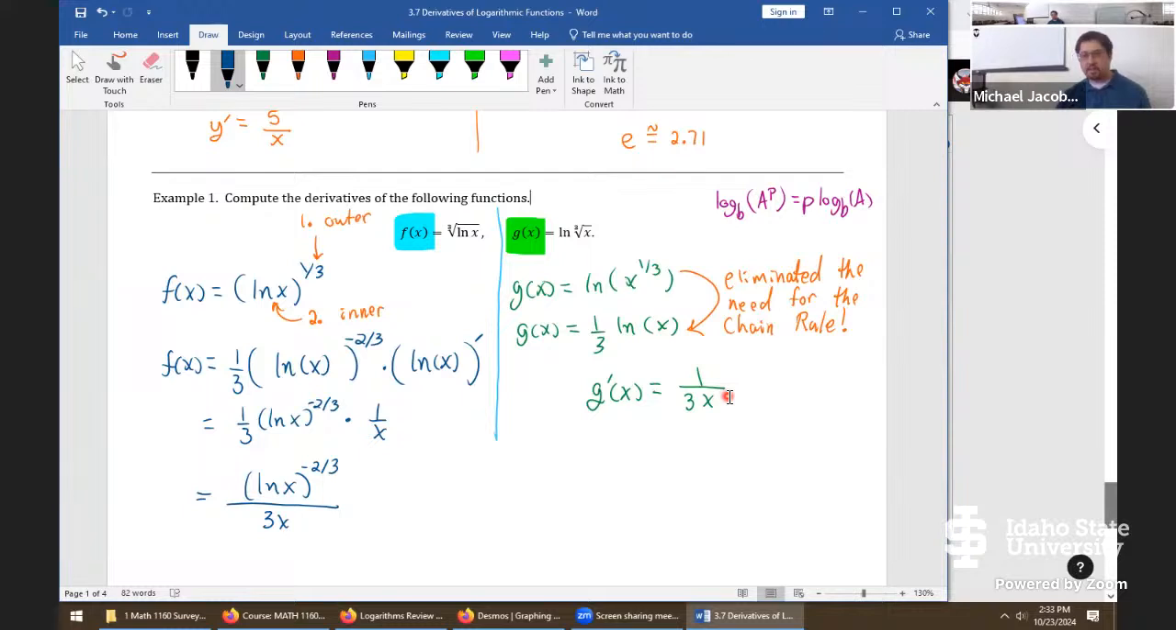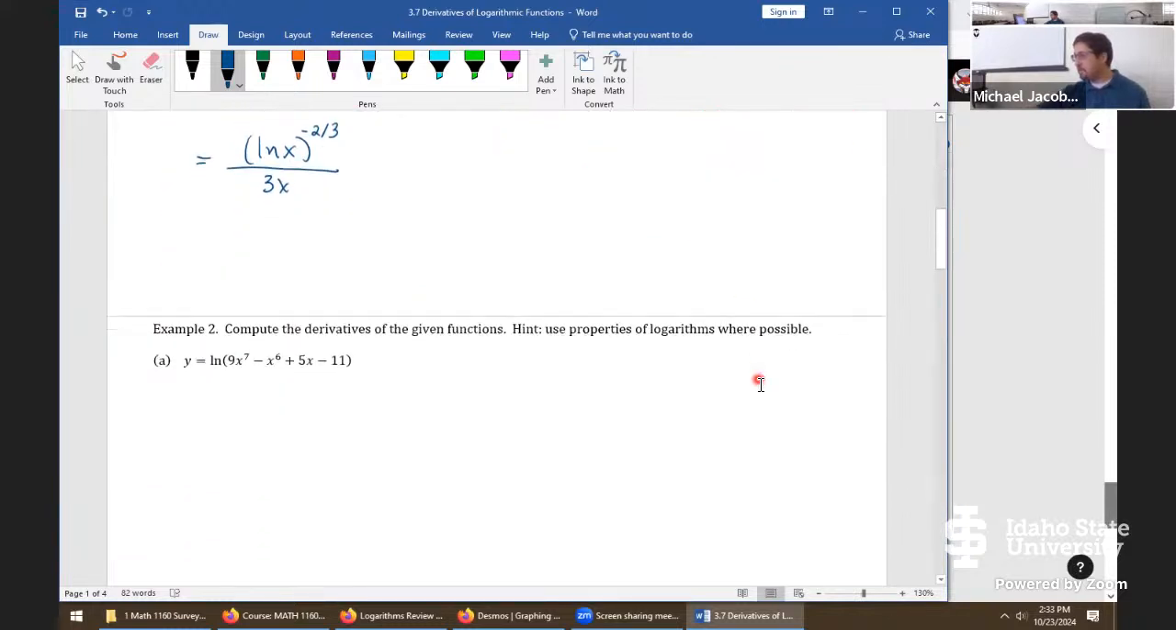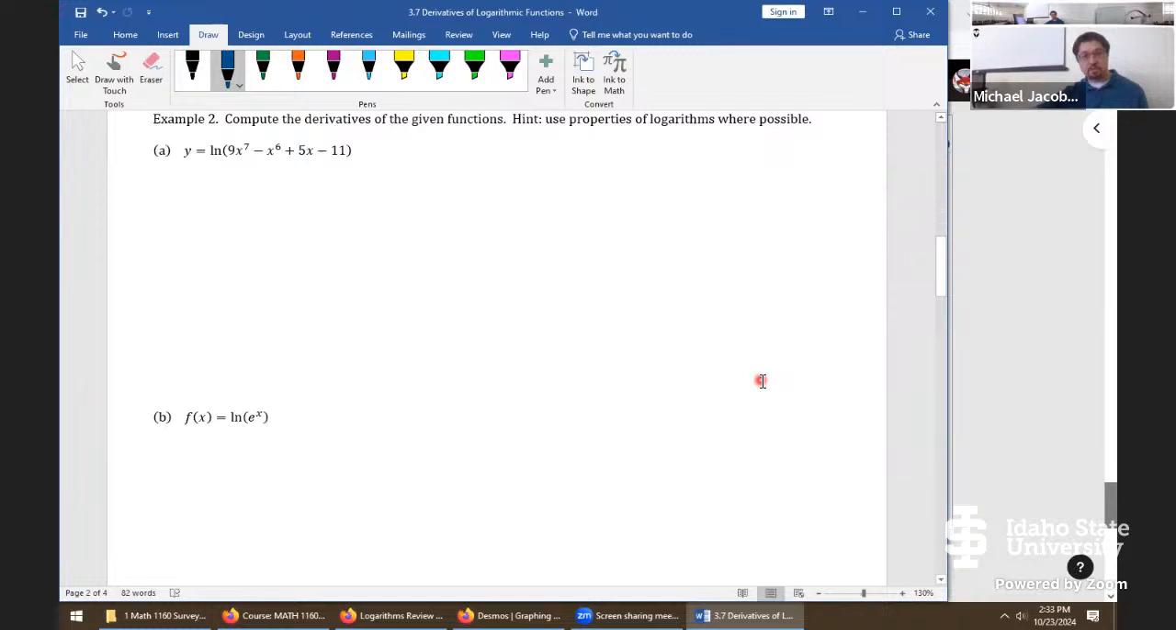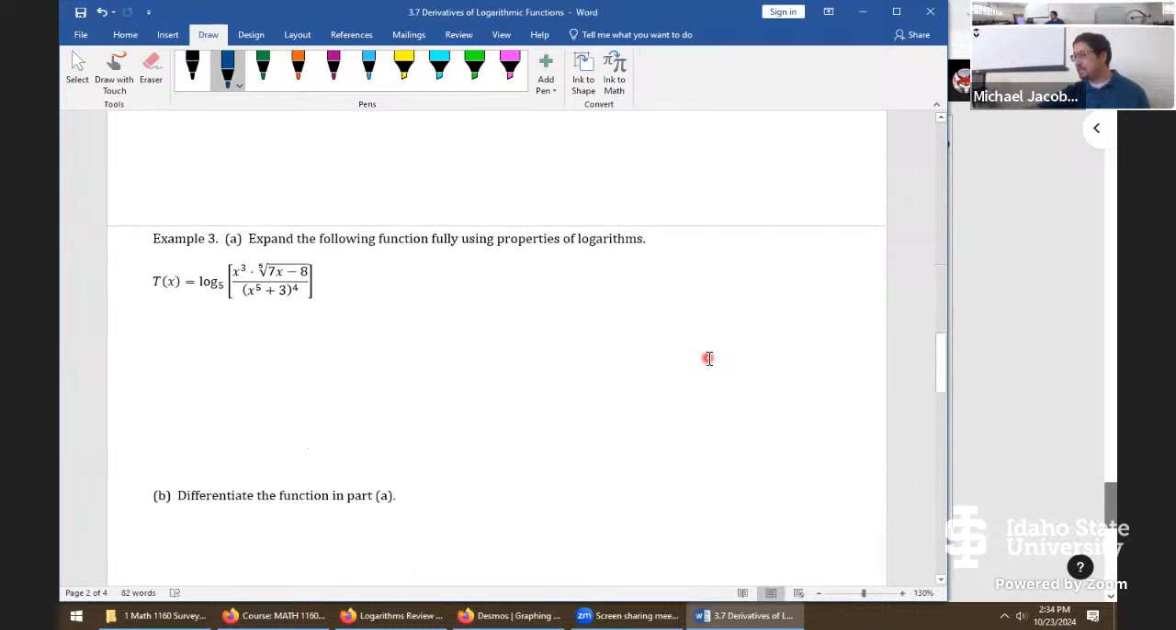With what I have going on, the next set of notes are a slew of problems which are pretty similar to what you're going to see in WebAssign. It says for the hint, use properties of logarithms where possible. So it's not always possible to apply them. For example, nothing helps us out with part A right here, but something definitely helps us out with part B. So we'll try out some properties of logarithms and derivatives in example 2.